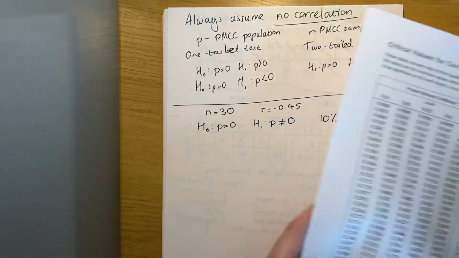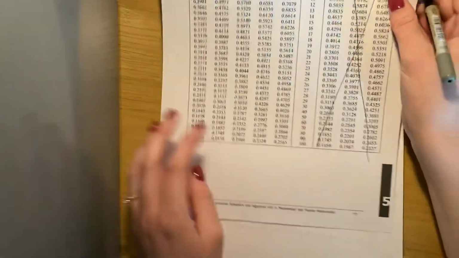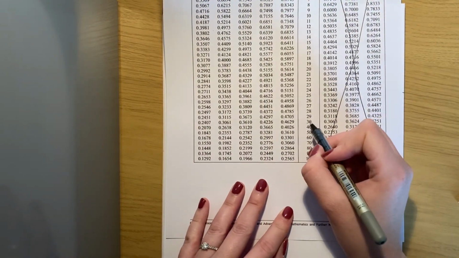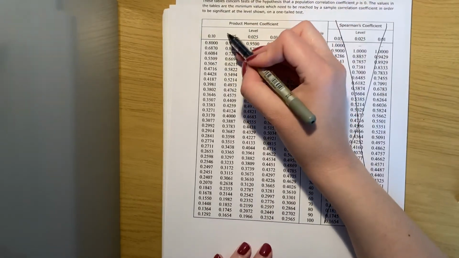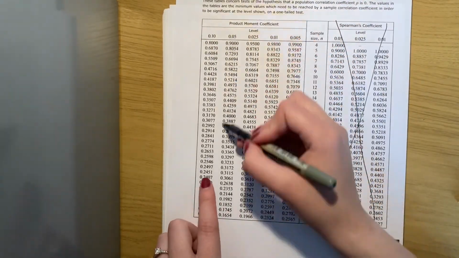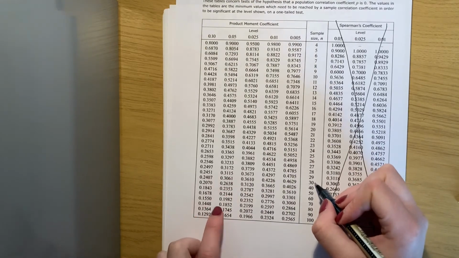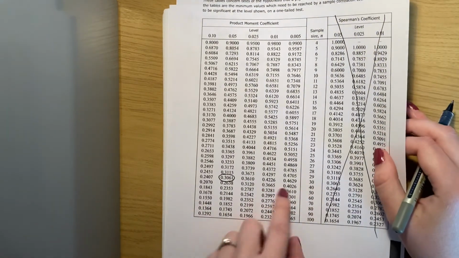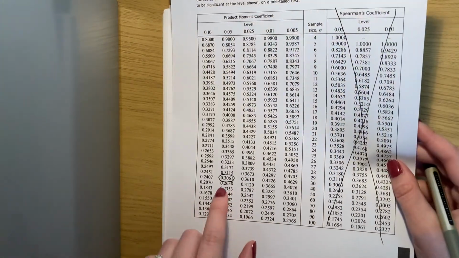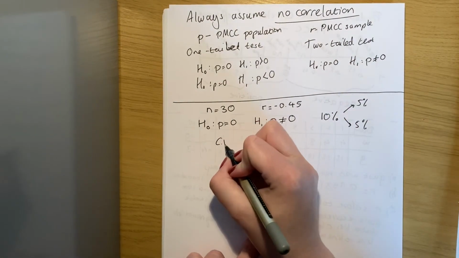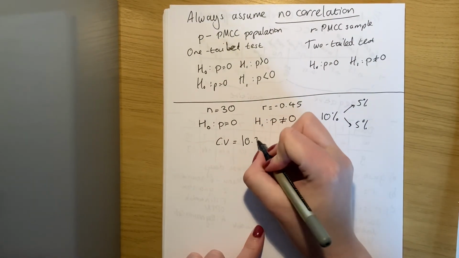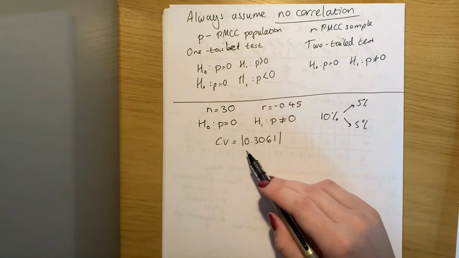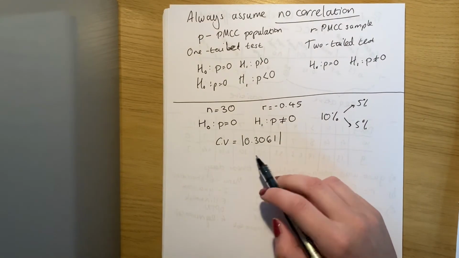So now I'll look at my table. I've got a sample size of 30. Now you won't be able to see this. And I'm looking at the 0.05 section. Okay, so I'm looking in this column, sample size 30. So the value I get, sample size 30, the critical value is 0.3061. Now I've put the modulus around it, you don't have to. Because I'm just saying it's working both ways.